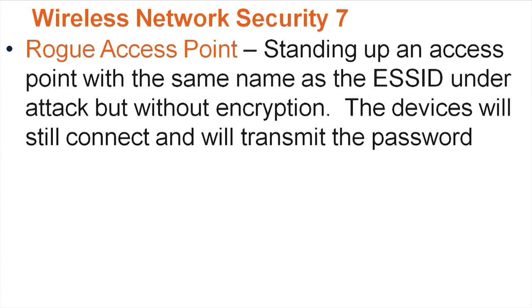What is a rogue access point? You're going to see this on the test. A rogue access point is standing up an access point with the same name as the ESSID under attack, but without encryption. These devices will still connect and will transmit the password. Okay, well, what does that mean?